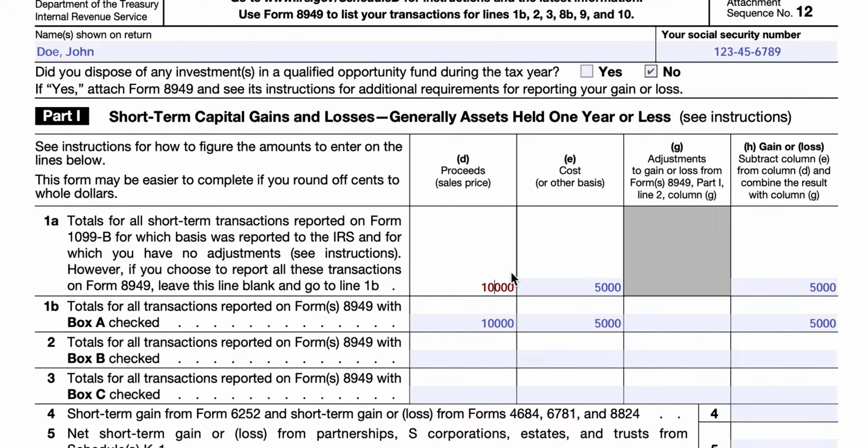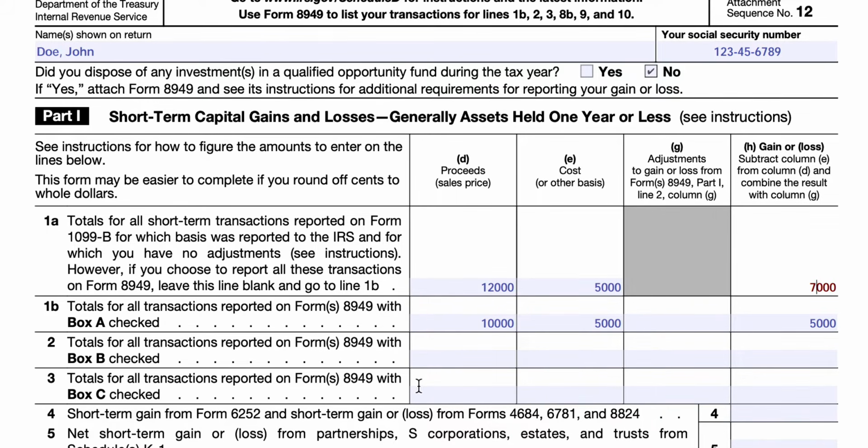To make things easier for you, I'll just say that this is a different transaction that he sold for $12,000 and his cost basis was $5,000. So let's adjust that. So 2 different transactions. One was reported directly on Schedule D. The other one was reported on Form 8949 with box A checked.